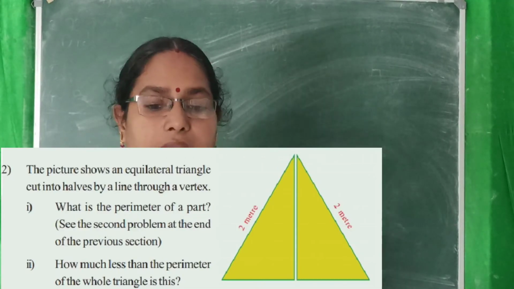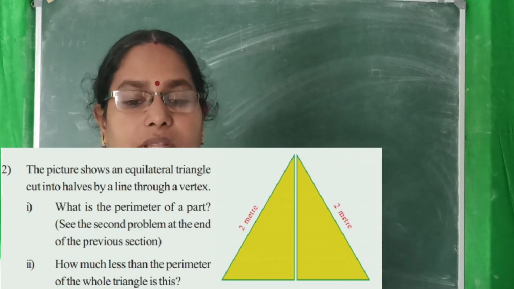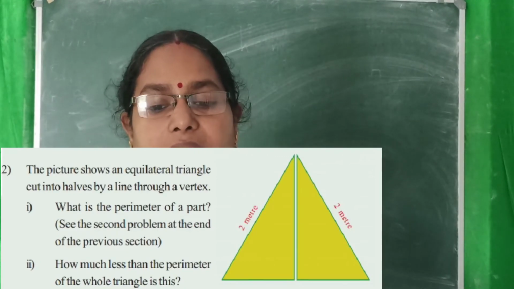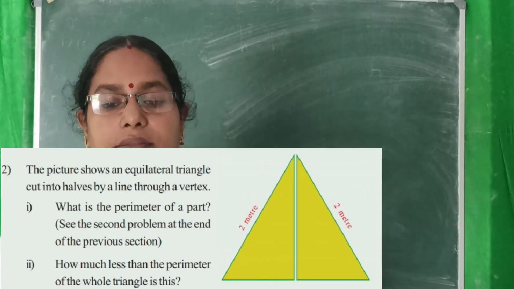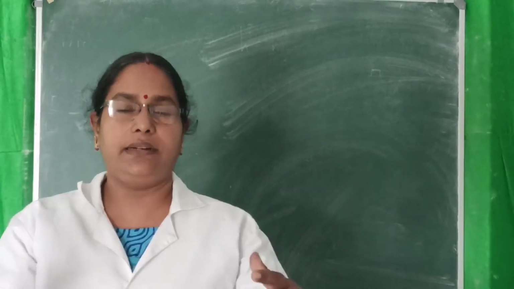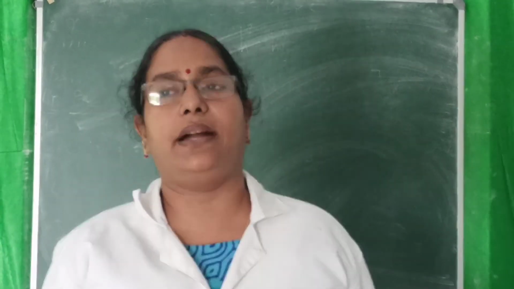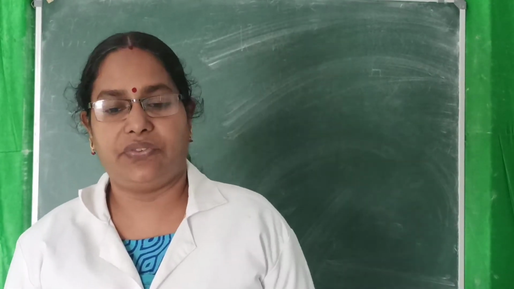Question A: What is the perimeter of a part? How much less than the perimeter of the triangle? Which triangle is this? The original triangle and the cut triangle. We want to find out that perimeter and find the difference.